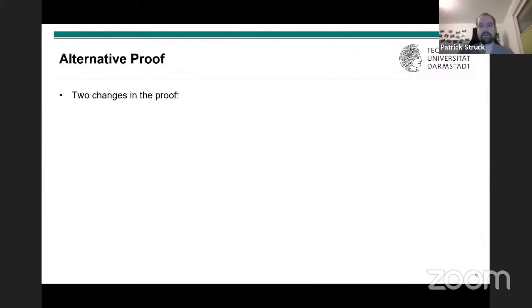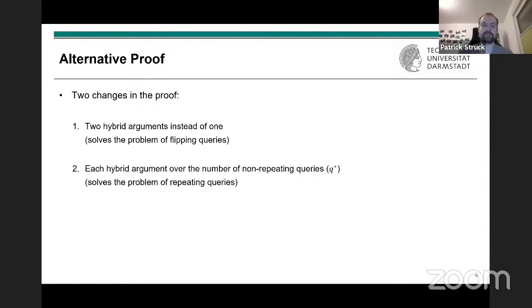We then look into how we can nevertheless prove the claim. And for this, we do 2 changes in the proof. The first one, instead of using just a single hybrid argument, we use 2 hybrid arguments. This solves the problem we have with the flipping queries. And the second one, instead of doing each of the hybrid arguments over the number of queries, we only do it over the number of non-repeating queries by the adversary.